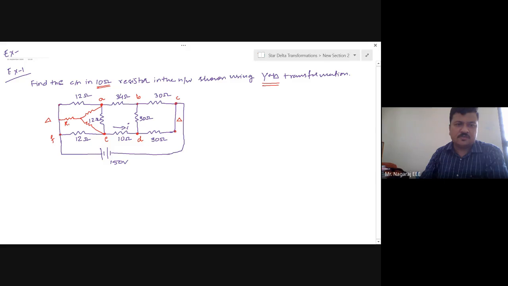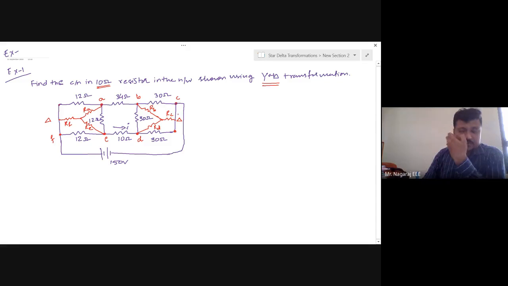It is RF. Let me take this as RA and let me take this as RE. Then here I have a delta connection. From this, I will get a star. So let this be RC, this be RD, and this be RB.